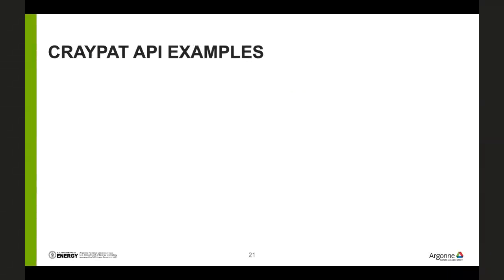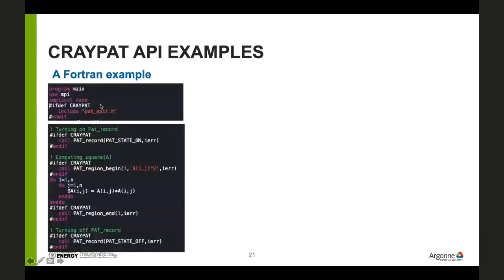This is the CrayPat API example in Fortran. Again, I wrote the header for Fortran, and then I put the record on and record off here, and in between them, I set region 1 here.